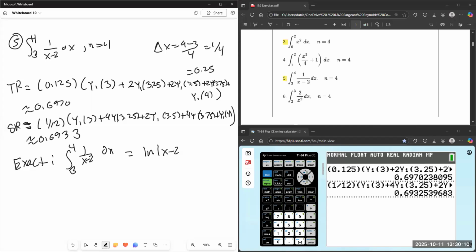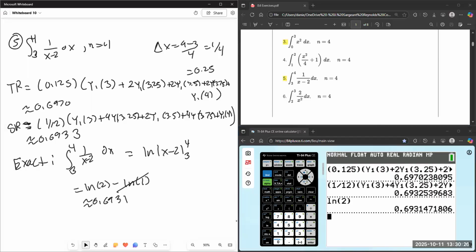ln of the absolute value of x minus 2 evaluated from 3 to 4 is exactly equal to ln of 2 minus ln of 1. ln of 1 is 0. ln of 2 is approximately 0.6931. And you see that Simpson's rule is the closest to the exact value.